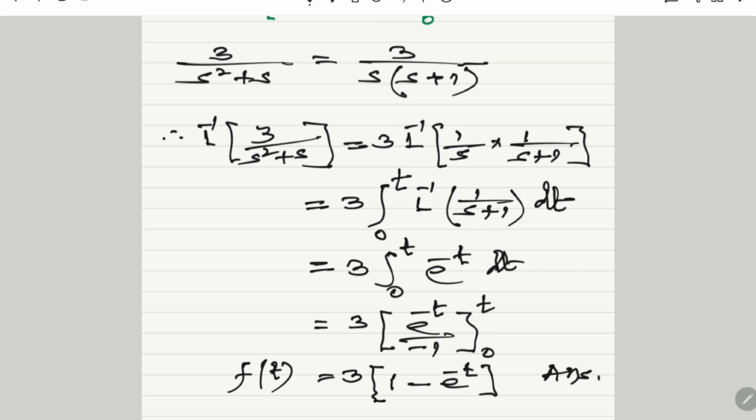Therefore, in this video I have discussed two simple examples how to find inverse Laplace transform. In my next video, I will discuss some problems from Laplace transform.